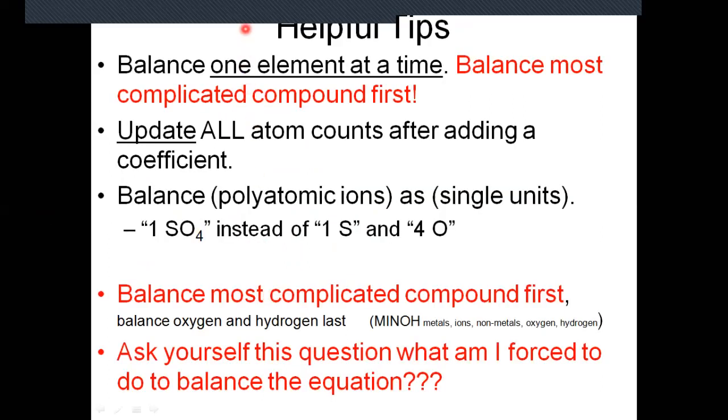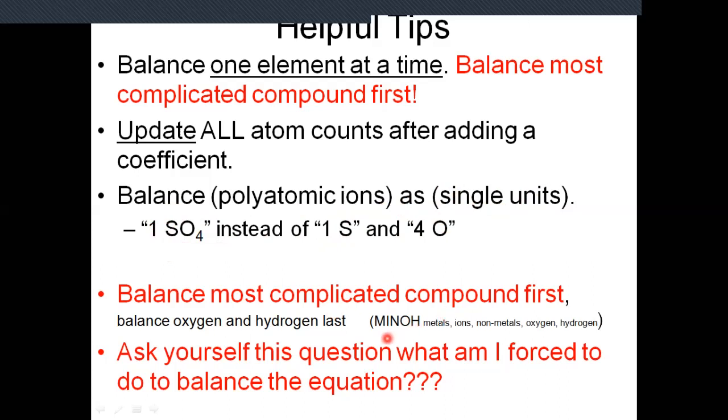These are some helpful tips. First of all, balance the most complicated compounds first. Another very helpful tip is that polyatomic ions should be balanced as a single unit. Like if there is a sulfate radical present on the reactant side and on the product side, then keep it as it is, SO4 or sulfate radical, instead of writing sulfur and oxygen separately.